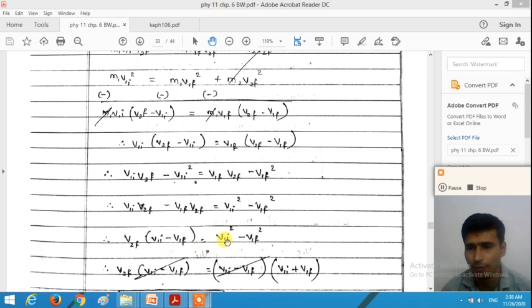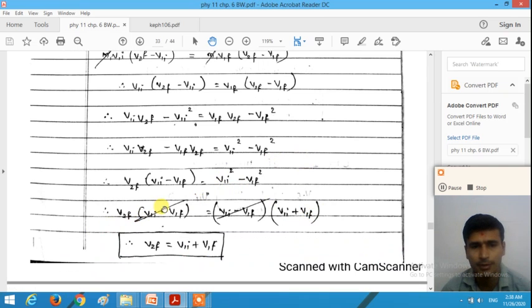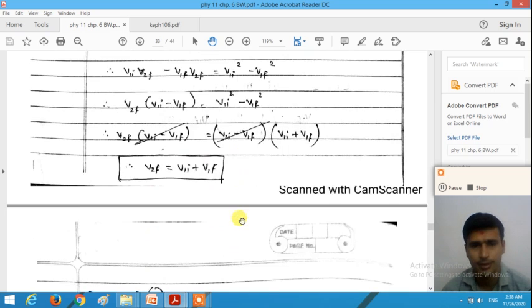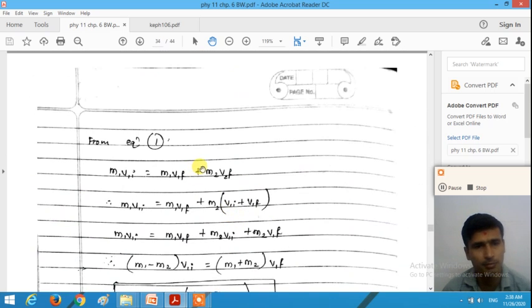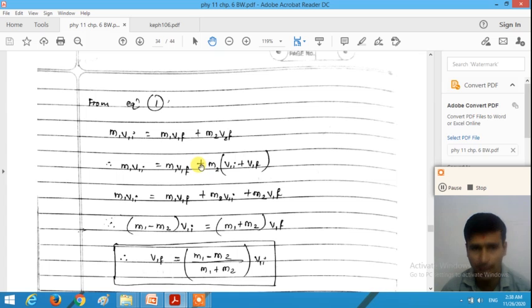Here we apply the formula a squared minus b squared. So we get v2f into v1i minus v1f, and a squared minus b squared is a minus b, a plus b, that is v1i minus v1f, v1i plus v1f. So v1i minus v1f cancel out. So we get v2f, the final velocity of the second object, v2f is equal to v1i plus v1f, right? Now from equation number 1 we get the v1f, right?